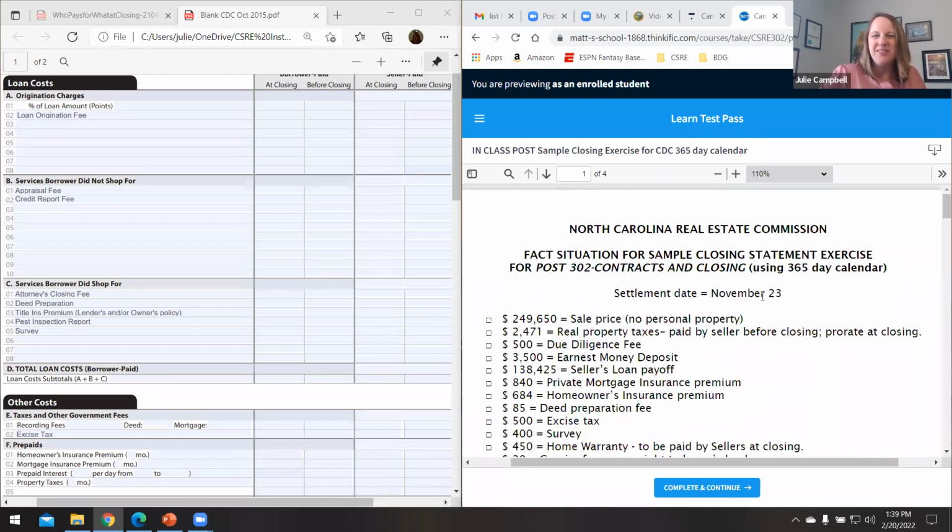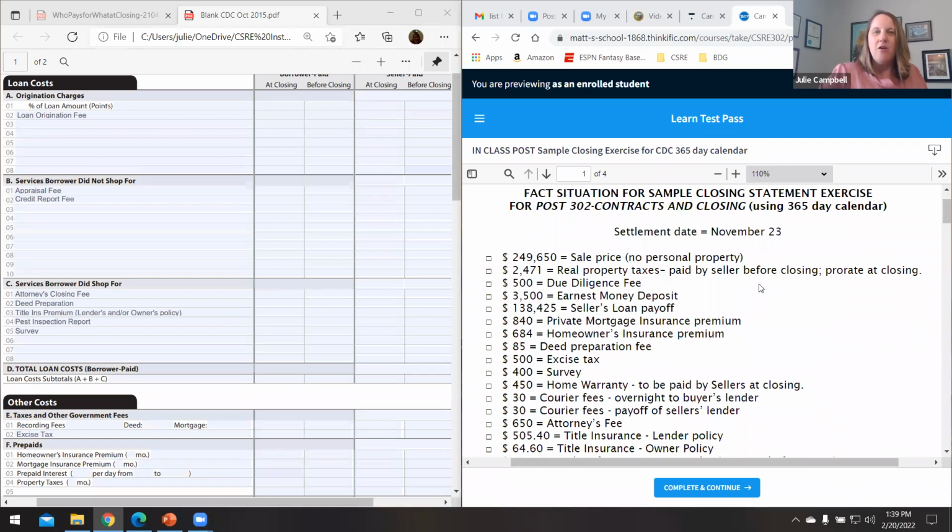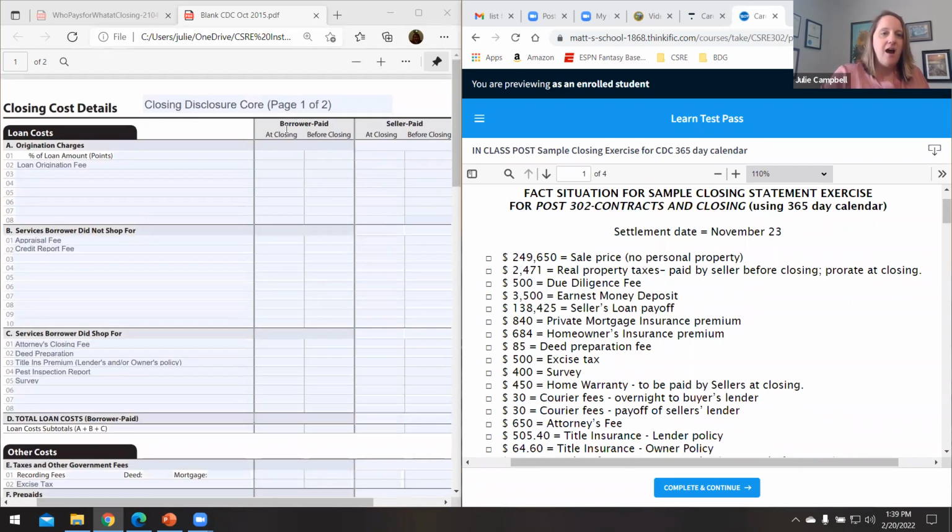So you've got your settlement date, November 23rd. When I actually have the blank closing disclosure in my hand, I try to jot the date down at the top of both pages, page 1 and page 2, just to save myself some time, because I know I have to refer back to that closing date periodically. That's just a trick that I do. I just write 11/23 on the top of both pages, so I know where I can find it when I need it.